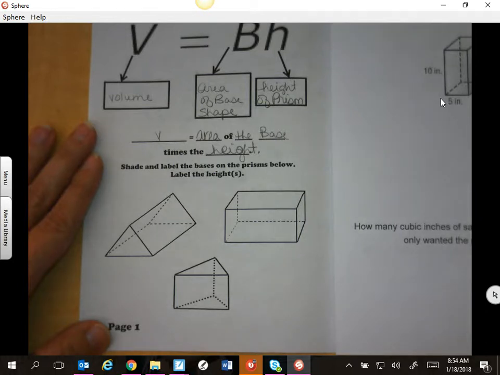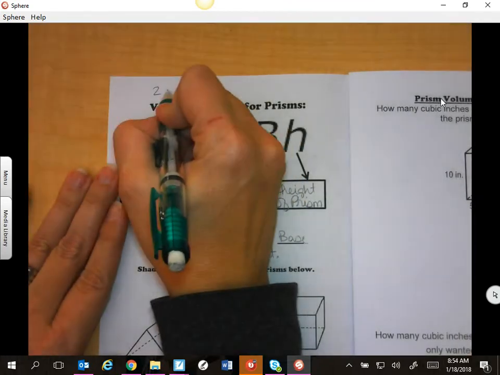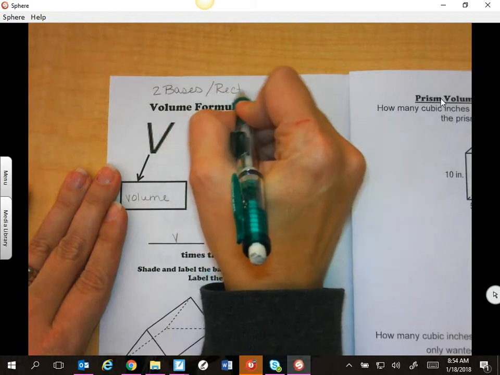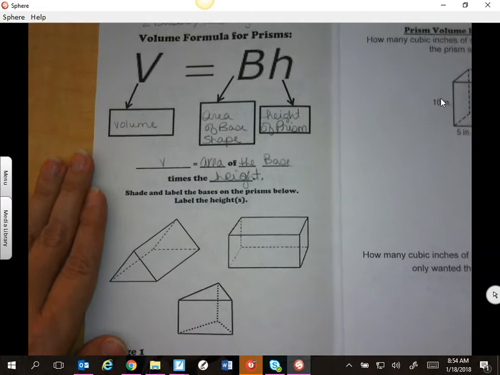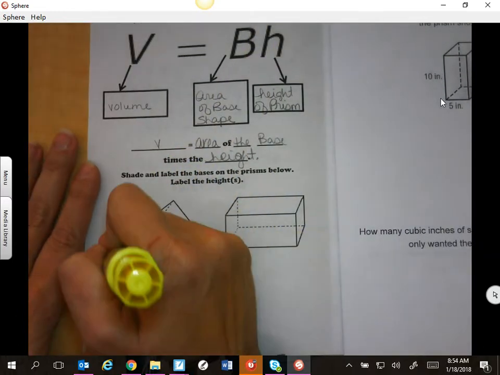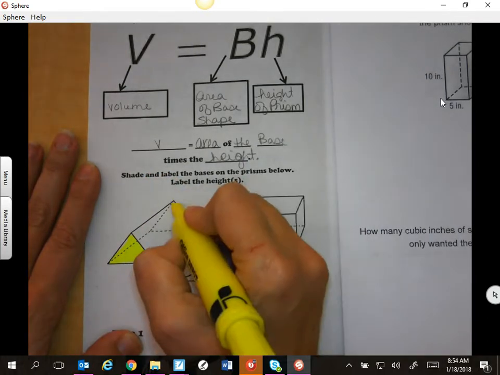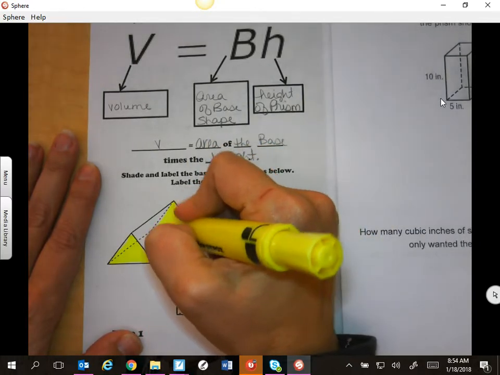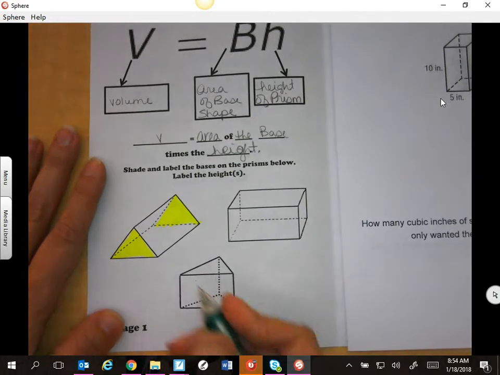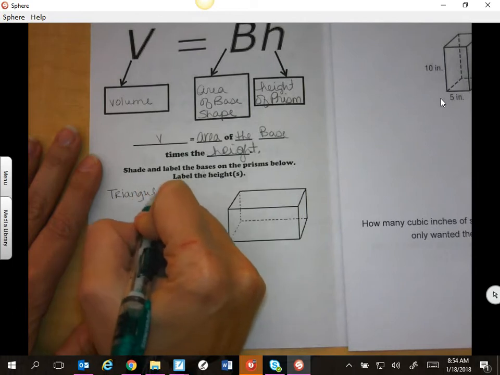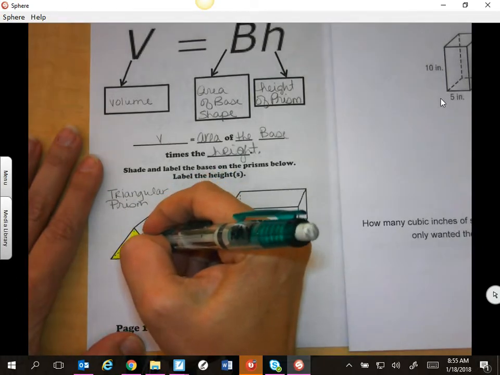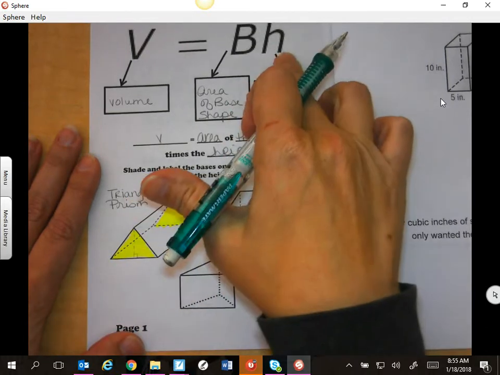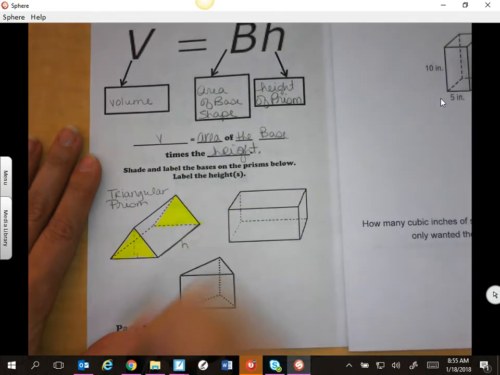Alright, I'm going to use a highlighter, you can use your pencil. Remember, a prism has two bases and it has rectangular sides. This particular shape right here has 3 rectangular sides, so the base shape is a triangle. So these are our base shapes. Because the base shape is a triangle, this is called a triangular prism. It does have a base, and the triangle itself has a height. Now, that is not the height of our formula, right? The height of the prism is here.